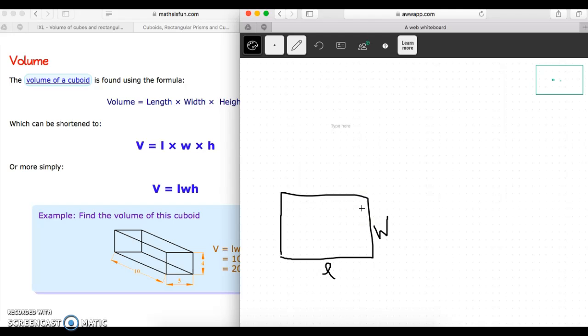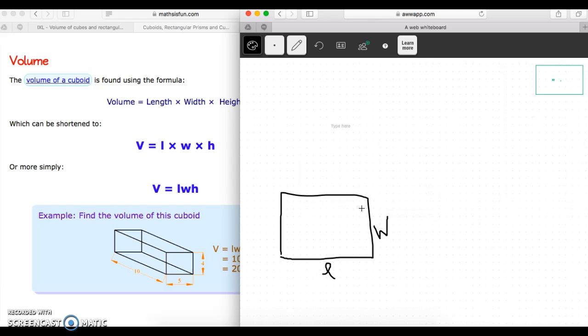Now an area refers to a flat surface. So we can find the area of the floor of our classroom. We can find out how much space the floor covers. So we are going to take it to the next level here. We're going to talk about volume.